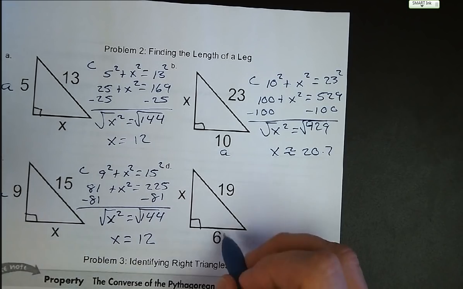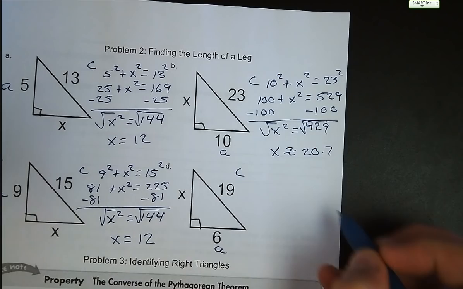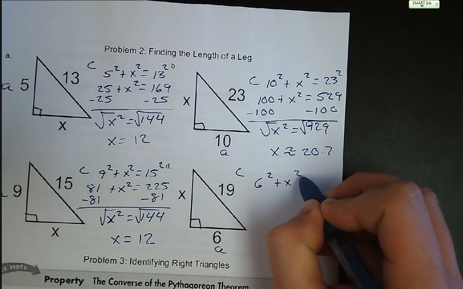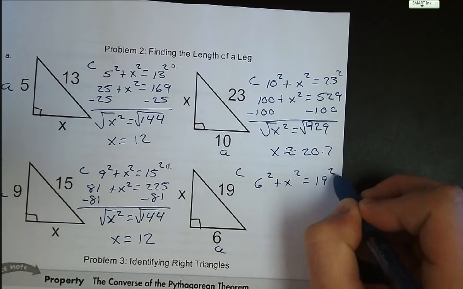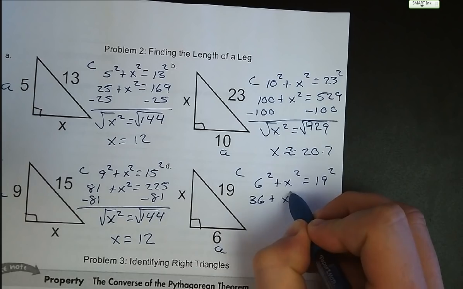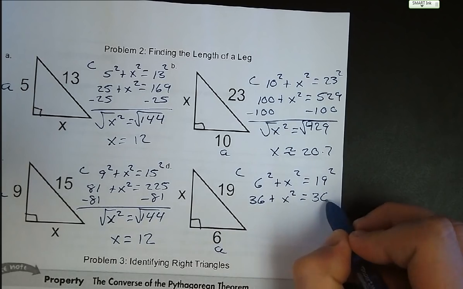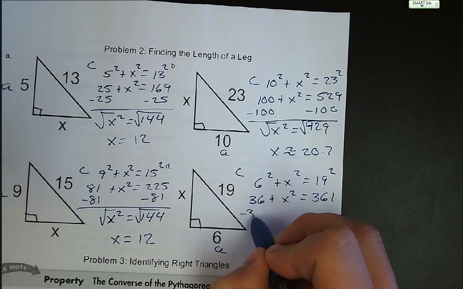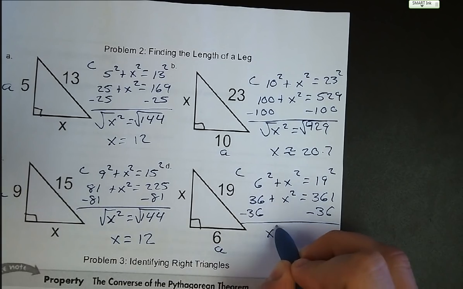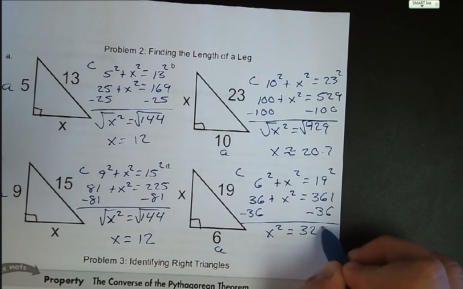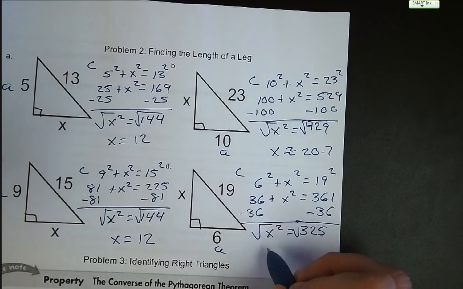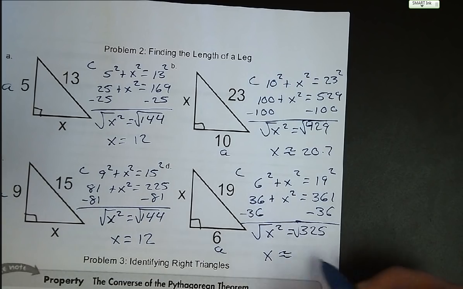Letter D, we have A and C that we know. So we have 6 squared plus x squared equals 19 squared. 6 squared is 36. 19 squared is 361. Subtract 36 from both sides of the equation, and x squared is going to be equal to 325. Take the square root of both sides. X is approximately equal to 18.03.